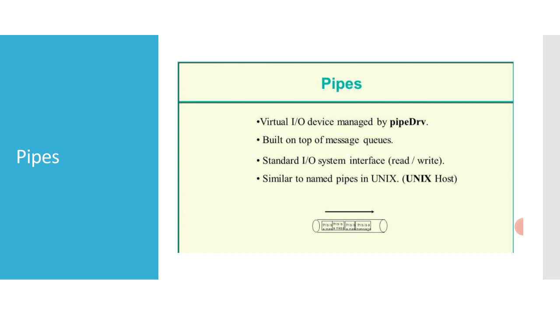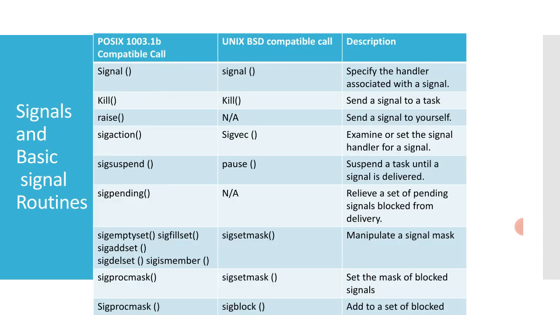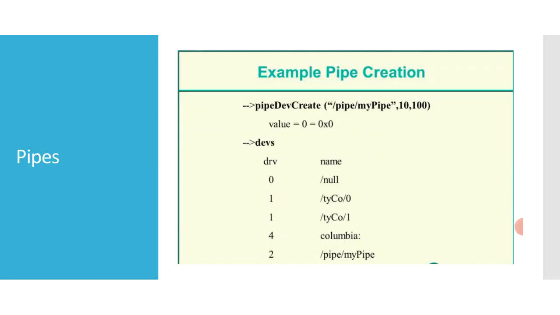Just as in the message queues we talked about, this is how we create a pipe, and these are all the drivers. So just examine this.